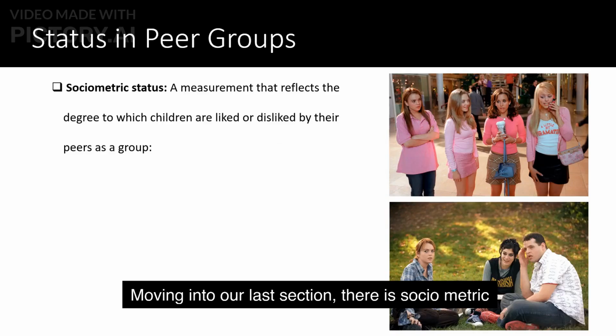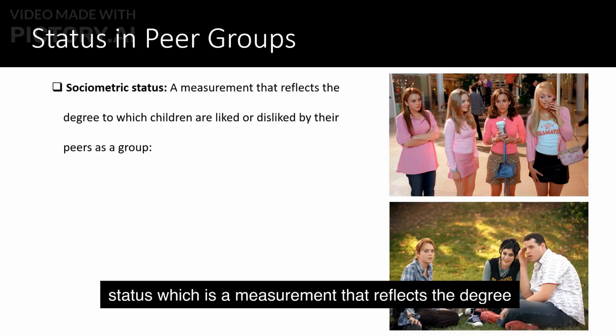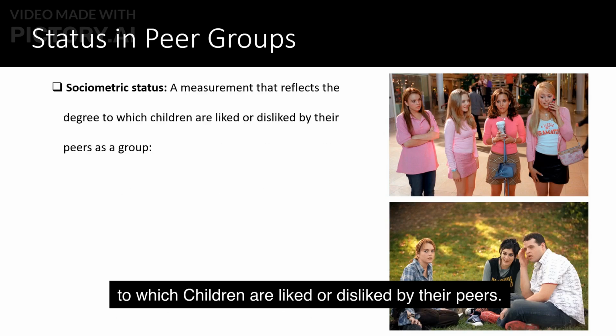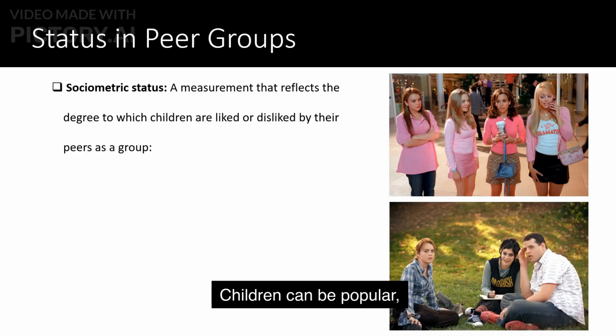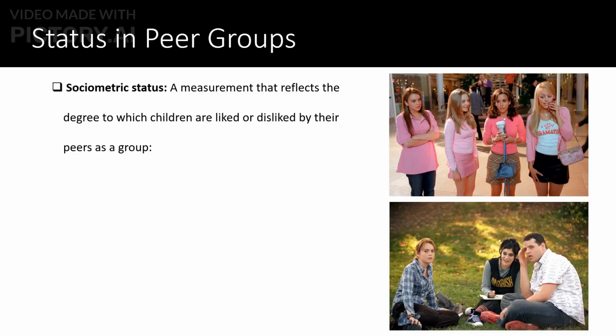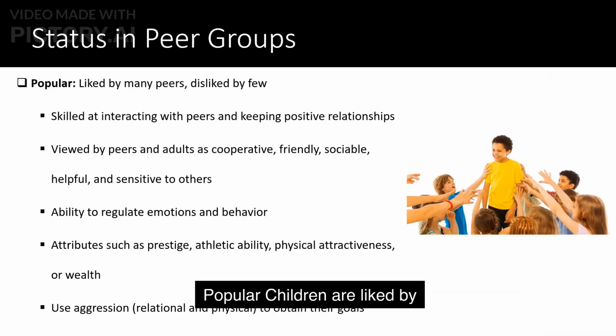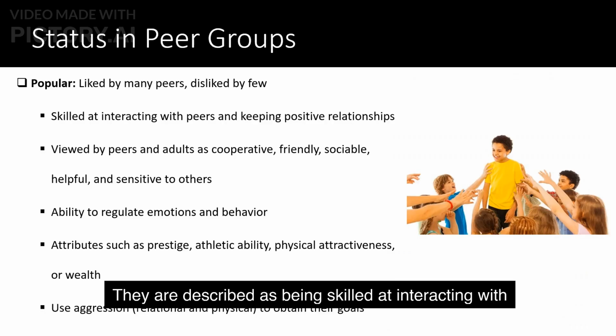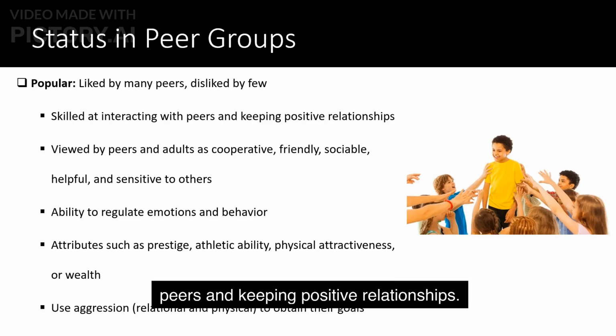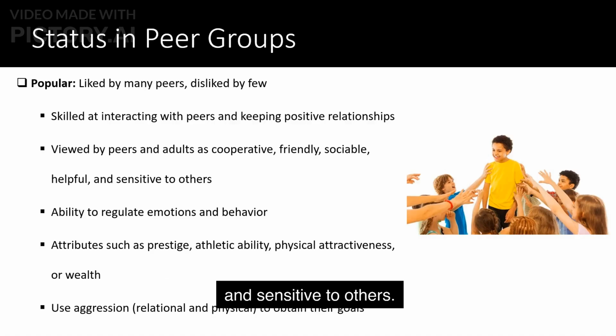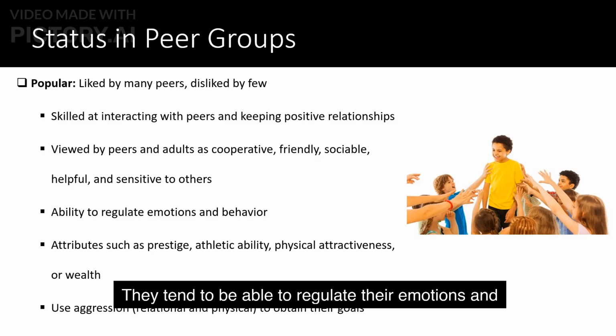Moving into our last section, there is sociometric status, which is a measurement that reflects the degree to which children are liked or disliked by their peers. Children can be popular, rejected, neglected, or controversial. Popular children are liked by many and disliked by few. They are described as being skilled at interacting with peers and keeping positive relationships. They are viewed by peers and adults as being cooperative, friendly, sociable, helpful, and sensitive to others.